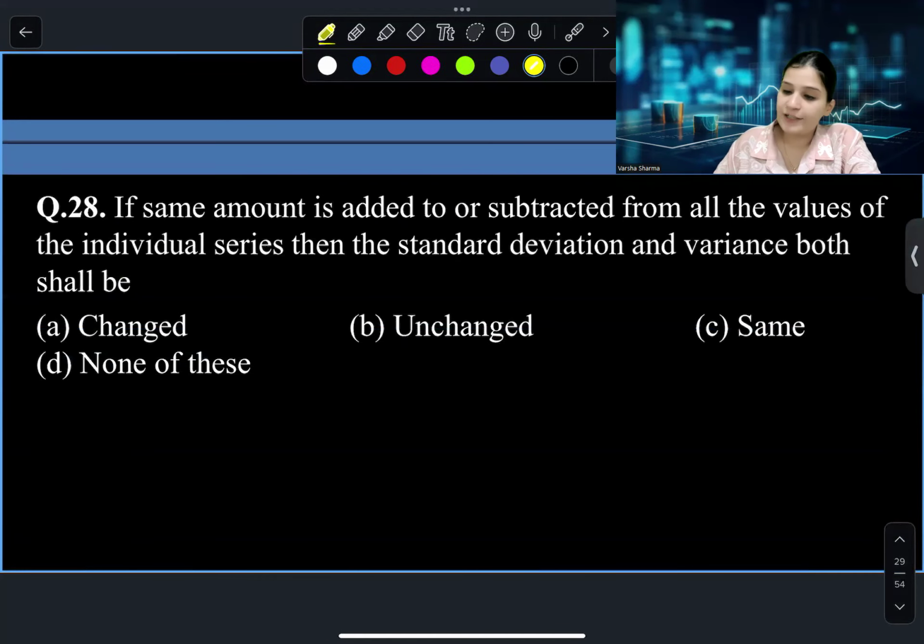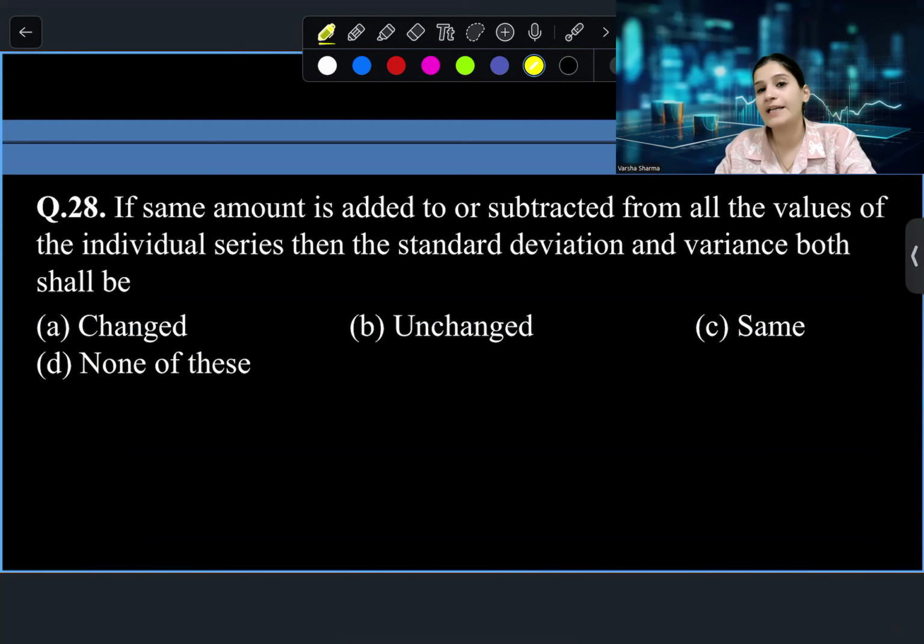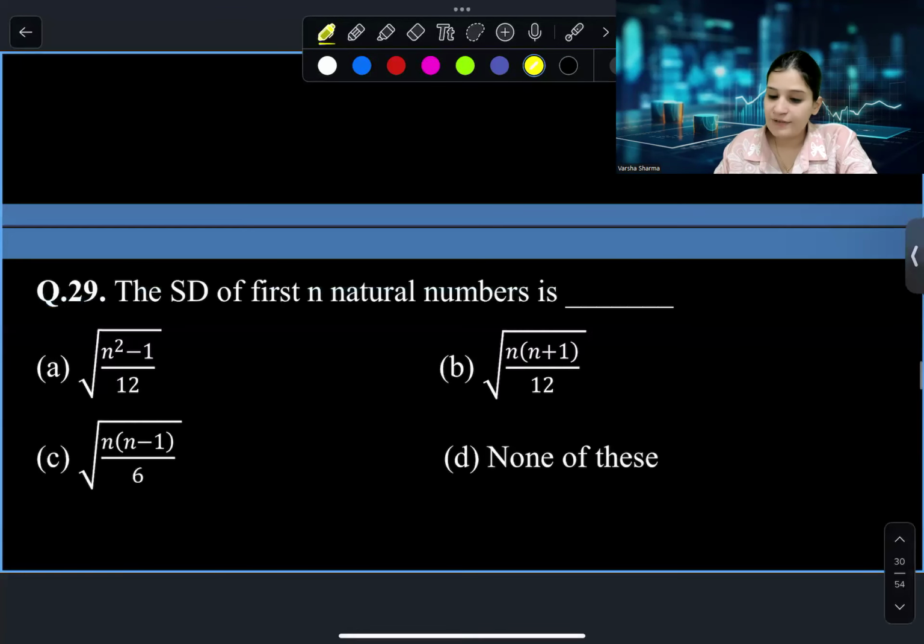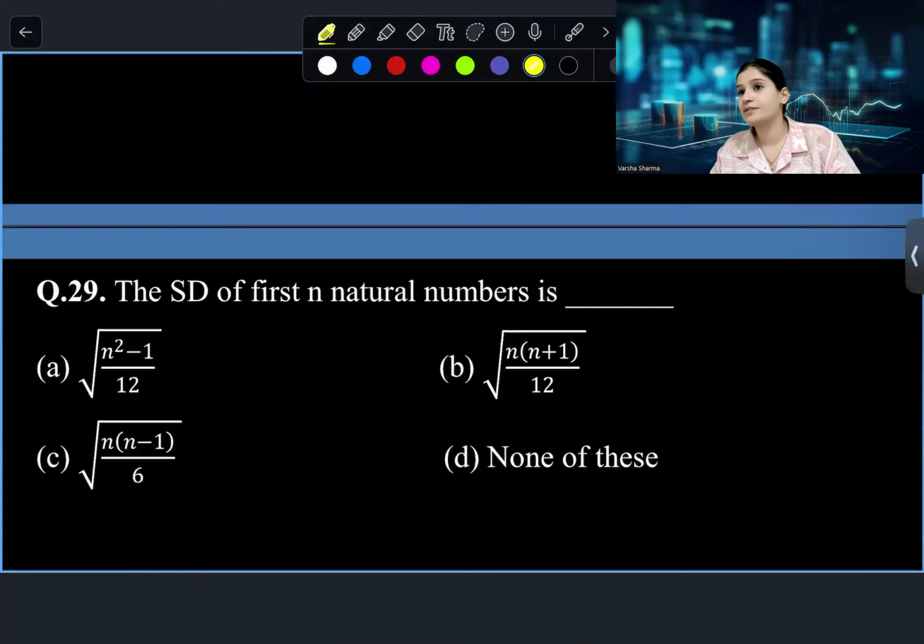If the same amount is added to or subtracted from all the values, then the standard deviation and variance both will remain unchanged. Standard deviation of first n natural numbers is root of n square minus 1 by 12. Option A, under root n square minus 1 by 12.